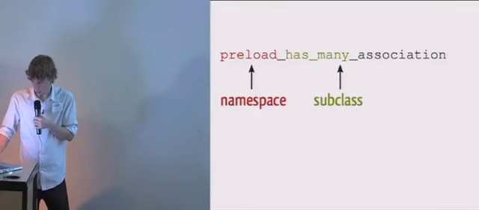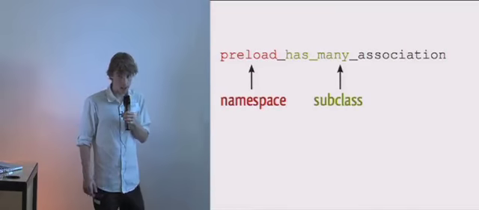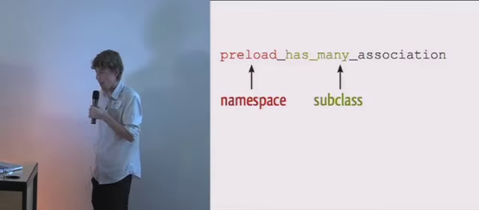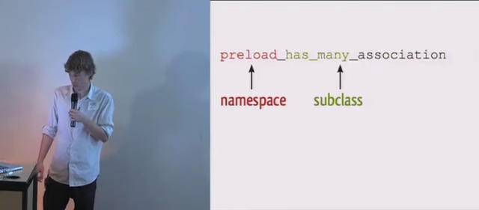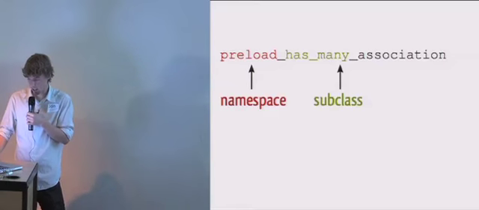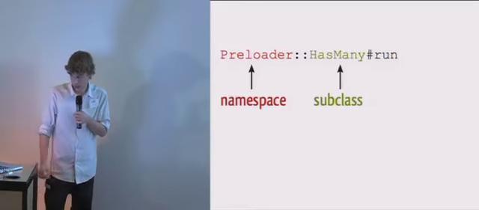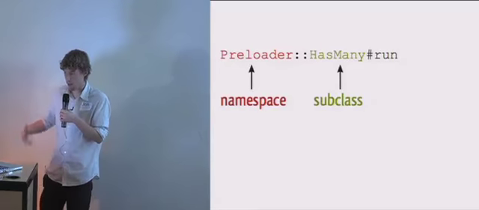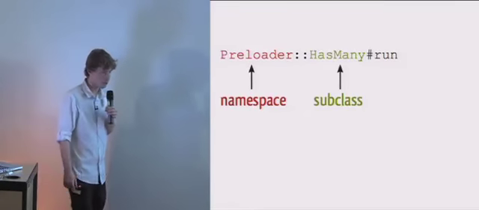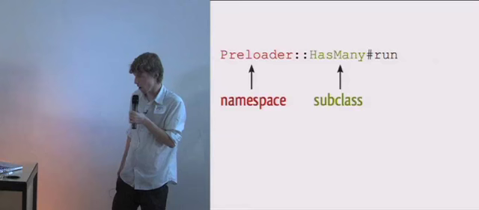So from the preload code, we have this rather long method name. Preload has many association. And actually, preload is a namespace for what's happening, and has many is a subtype of the work that needs to happen. And so when I refactored this into objects, the namespace became a namespace, and has many became a subclass. And then the method itself was just 3 letters long, just run.